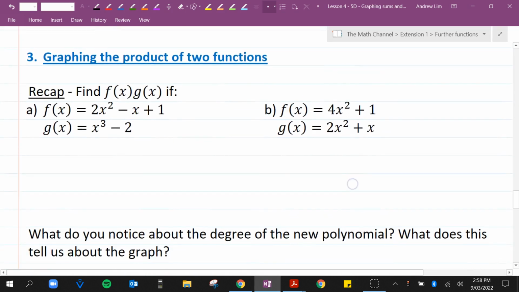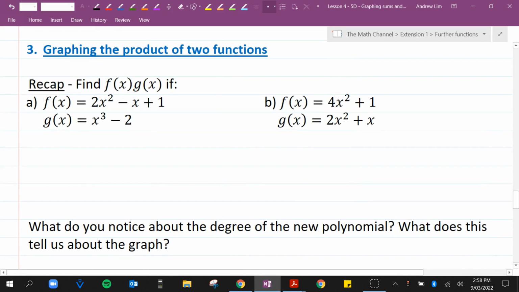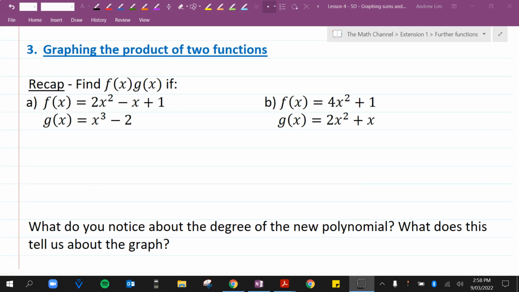Now to the final part of this video, graphing the product of two functions. Here's a quick recap. Find f of x times g of x if f of x is equal to 2x squared minus x plus 1 and g of x is equal to x cubed minus 2. I'll do A. You can pause the video and have a go with B.